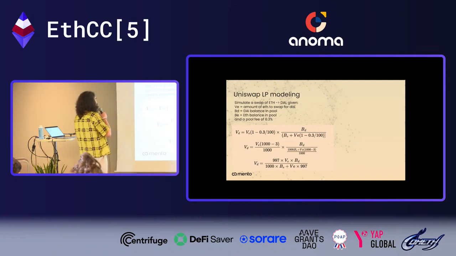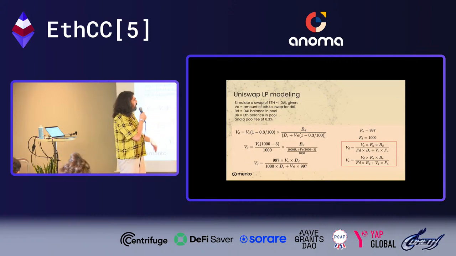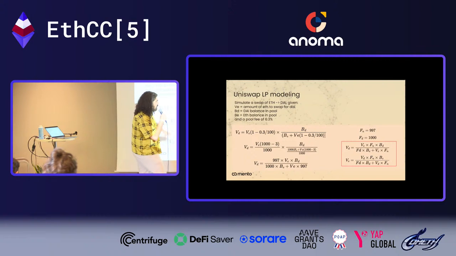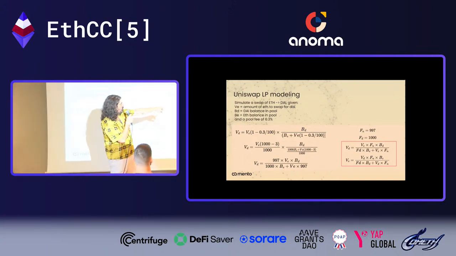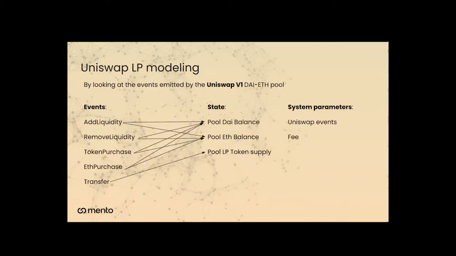If you play around with the equations, you end up with some generalized formulas, given that you rewrite the fee as its inverse and have a numerator and a denominator. So instead of thinking of the fee as 0.3%, we think of 1 minus 0.3%, that's 997 over 1,000. And we can have those nice formulas there for the amount of DAI. This is what we need to use when we're doing a token purchase or an ETH purchase, because what we want to simulate is how much the pool balances change when token or ETH are getting purchased. Of course, adding and removing liquidity is kind of simple. That just adds to the pool.